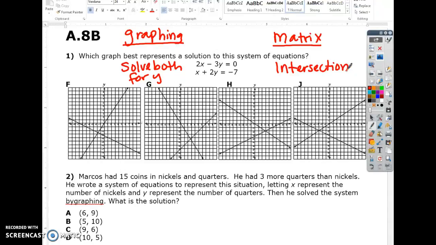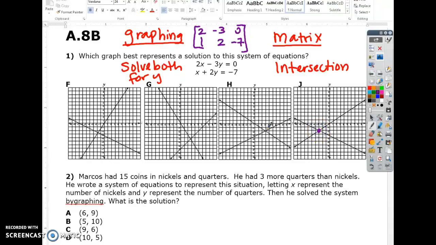Because if not, you have to solve both of them for y. You have to divide both of them. It's a whole bunch of stuff. So we're going to put this in matrix form. We're going to put the 2, the -3, the 0, the 1, the 2, and the -7. And I want you to go ahead and put it in matrix. Find the solution.